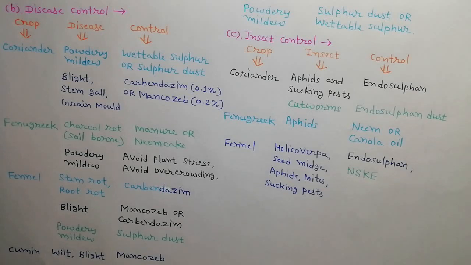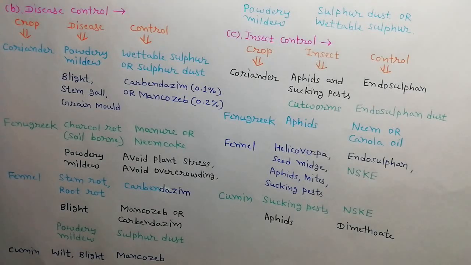In fennel crop, spray of endosulfan 0.07% against Helicoverpa, seed midge, aphids, mites and sucking pests is useful. Spray of 5% neem seed kernel extract against sucking pests is useful. In case of cumin crop, spray of neem seed kernel extract against sucking pests is useful. Spray of dimethoate 0.03% against aphids is beneficial.